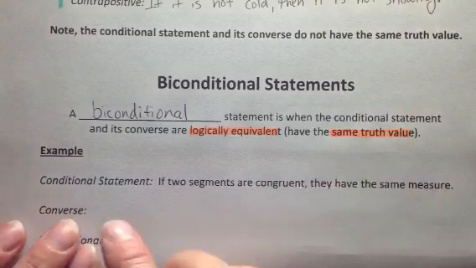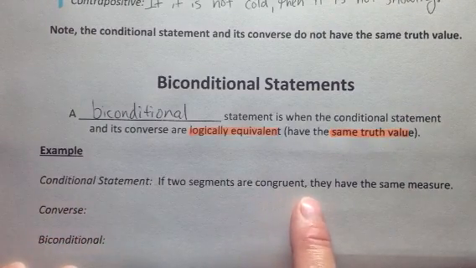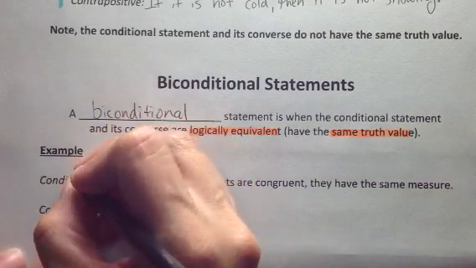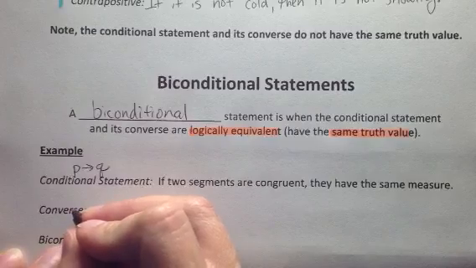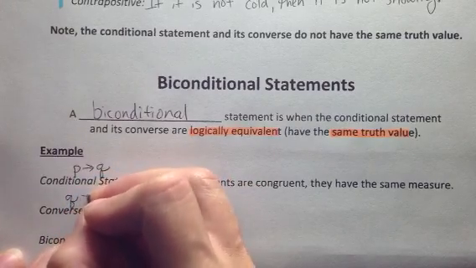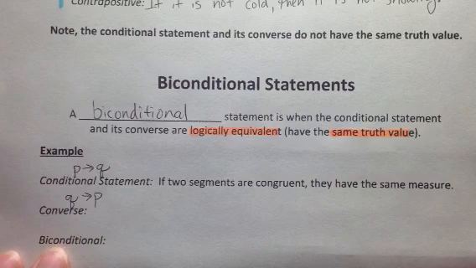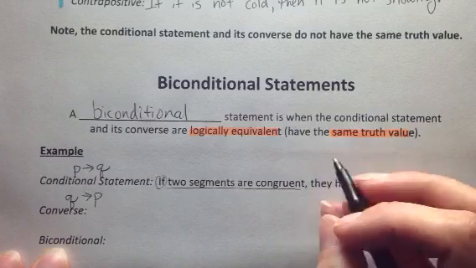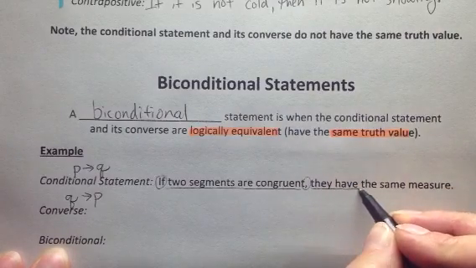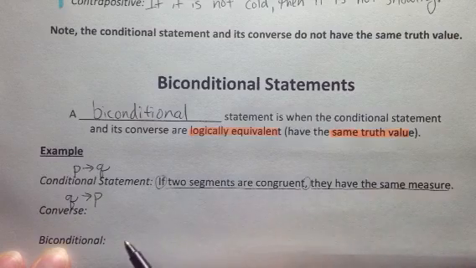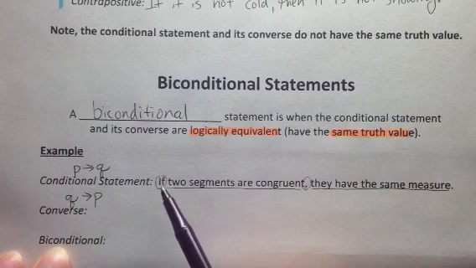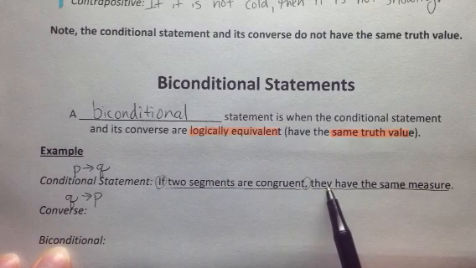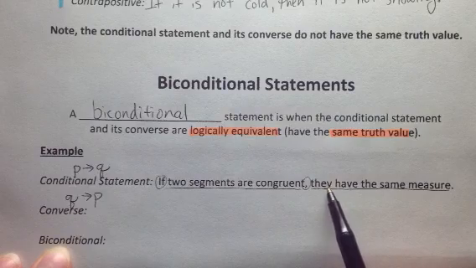So let's look at our example here. If two segments are congruent, then they have the same measure. Let's write the converse of it. So remember, if the conditional statement was if P then Q, our converse is if Q then P. It's when we switch the hypothesis and the conclusion. So our original hypothesis was this. I don't have the word then, but I'm going to circle my comma. So the converse is going to be if they have the same measure. And I don't really want to start the sentence with they. I'm going to say two segments. That's what the they are.